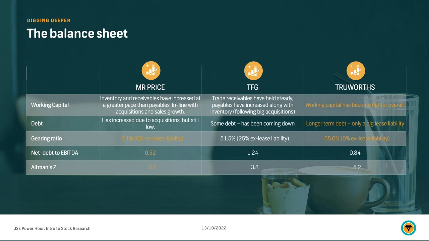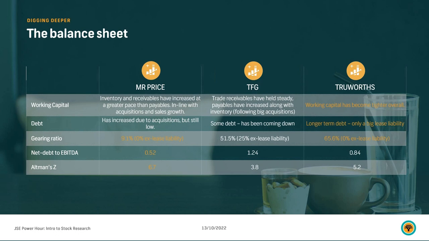So from our analysis, we see that Truworths has actually been improving its working capital cycle. They also have very, very little long-term debt. They only have a big lease liability. The gearing ratio actually has Mr Price and Truworths equal. You'll see that Truworths has a gearing ratio of 65%, TFG of 51%, but that's just because of accounting funnies. You always want to exclude lease liabilities, which is like future rental payments for the properties that they're in, out of their long-term debt. That's not the debt that keeps management teams awake at night. But it's because of certain accounting changes recently that have to include it.